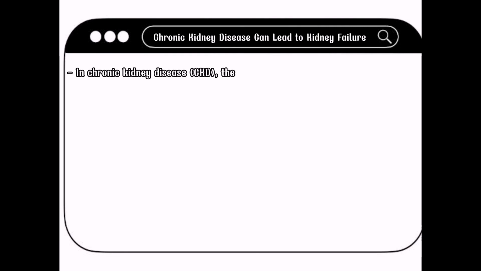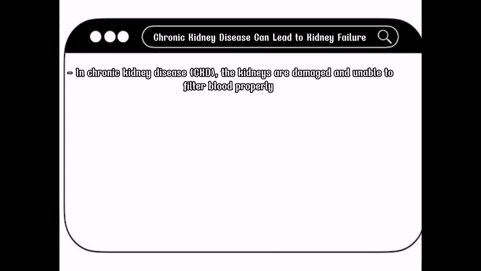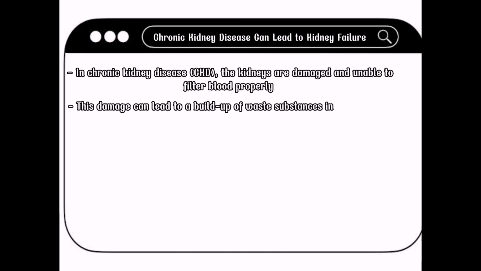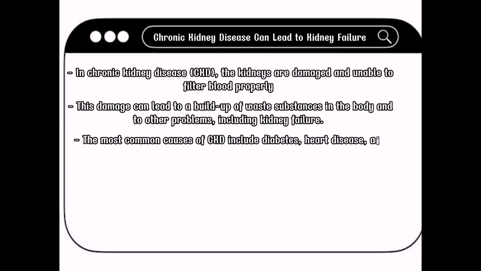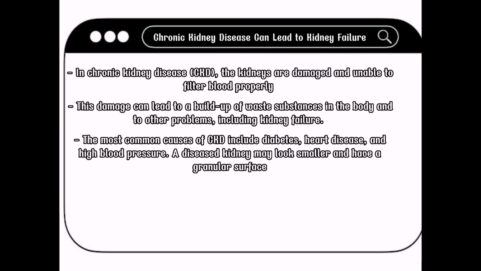Fourth, chronic kidney disease can lead to kidney failure. In chronic kidney disease, or CKD, the kidneys are damaged and unable to filter blood properly. This damage can lead to a buildup of waste substances in the body and to other problems, including kidney failure. The most common causes of CKD include diabetes, heart disease, and high blood pressure. A diseased kidney may look smaller and have a granular surface.